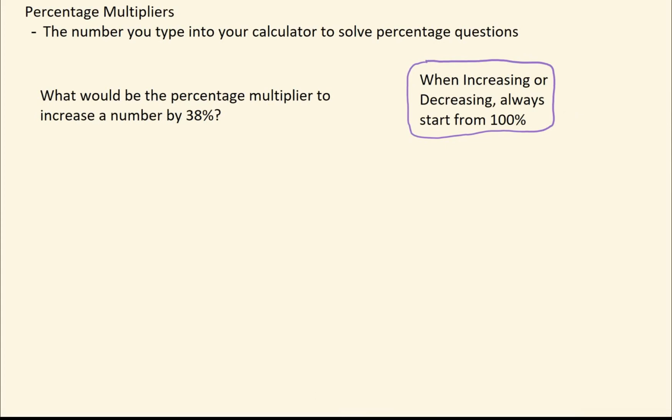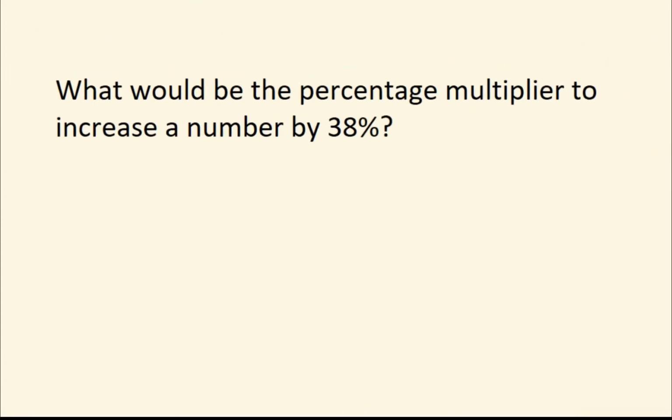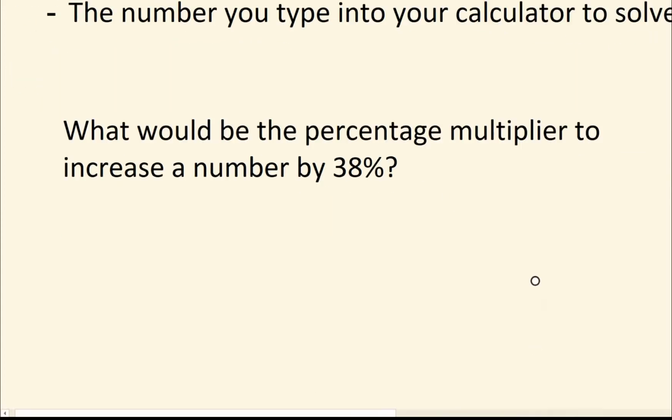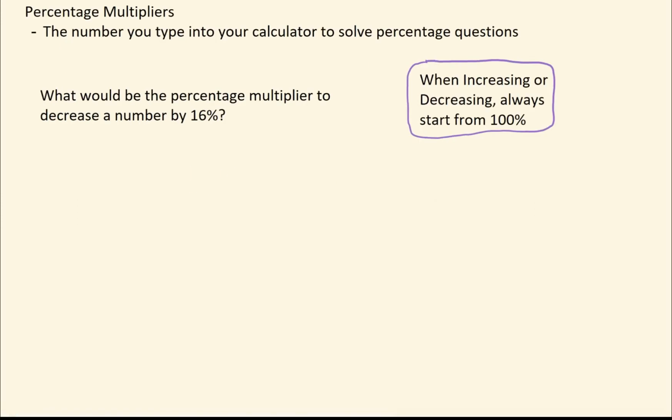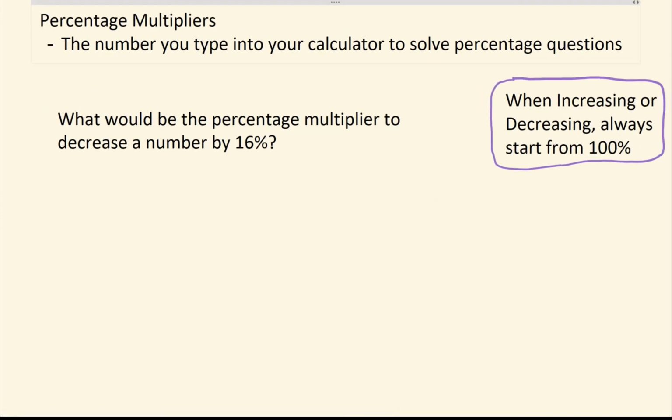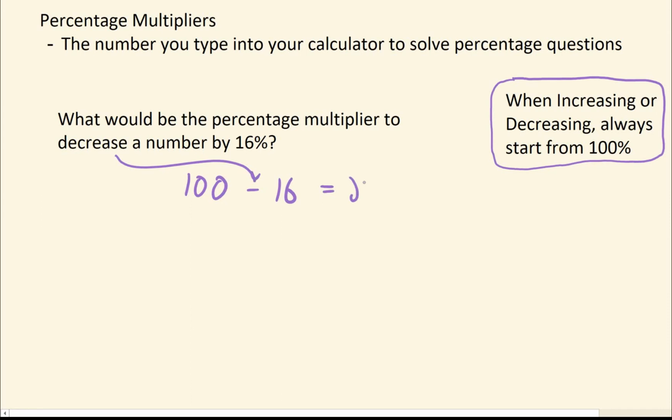And then the question, of course, could ask, what was the percentage multiplier to increase or decrease by a certain amount? To increase by 38%, you would times by 1.38, because you want a total of 138%. If we want to decrease by an amount, we have to take it away from 100. So we do 100 minus 16, because we're decreasing now. We now want 84%, so we'd have to times by 0.84. That would be your percentage multiplier.